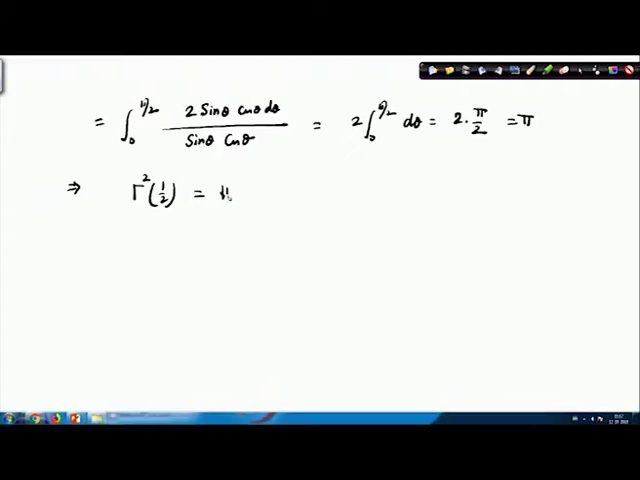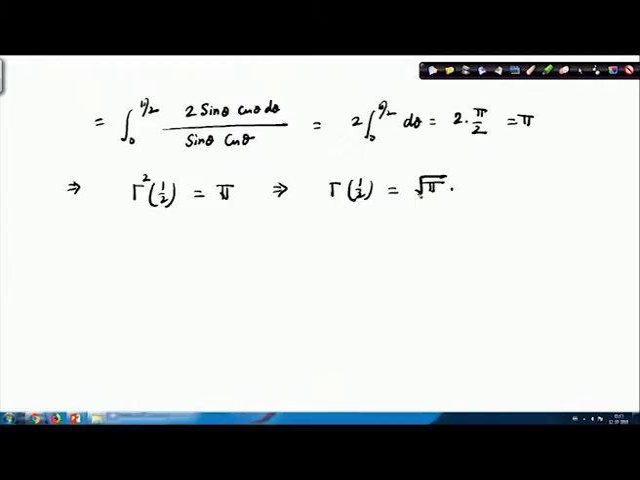equals pi, and from here it implies that gamma half is nothing but the square root of pi, and this is what we needed to prove. So, the value of gamma half is square root of pi. This is also a very important relation in the gamma function, and we often require the value of gamma half while calculating any type of integral or a formula.